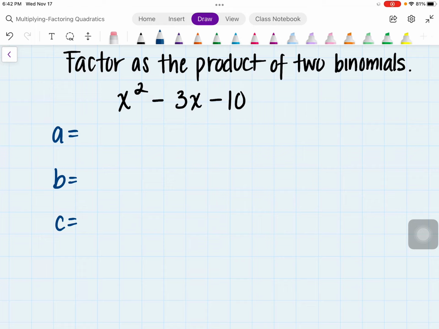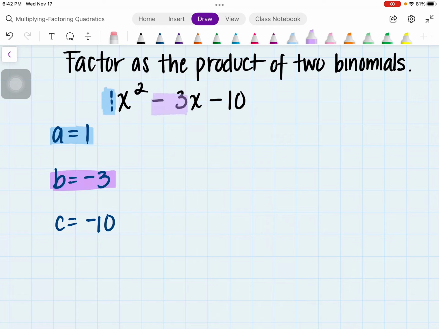A represents the leading coefficient. There is a number here in front, but it's actually invisible, and that number is going to be a 1. It's an invisible 1. b is a -3, and c is a -10. So once again, a represents our leading coefficient, which is the number in front of the x squared. b represents our x coefficient in front of the x, and c represents our constant, which is a number that's by itself.